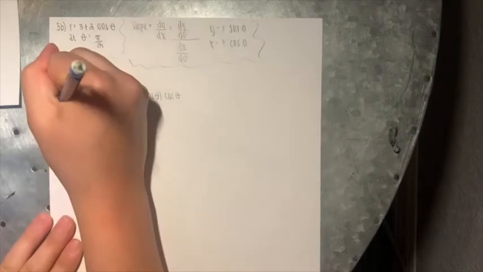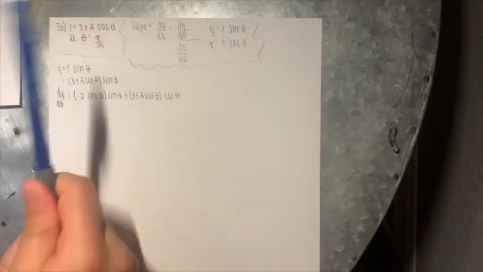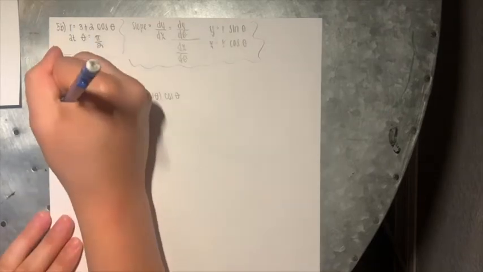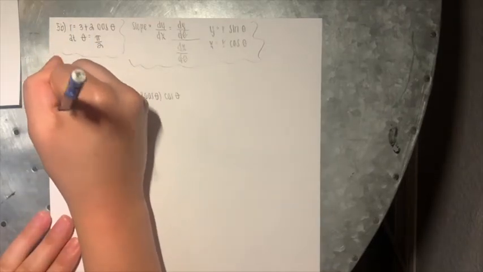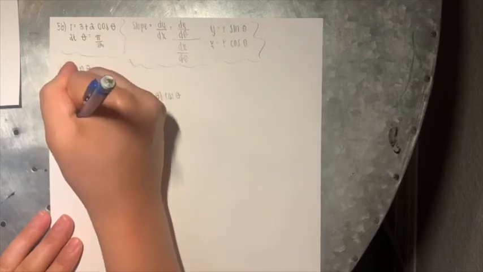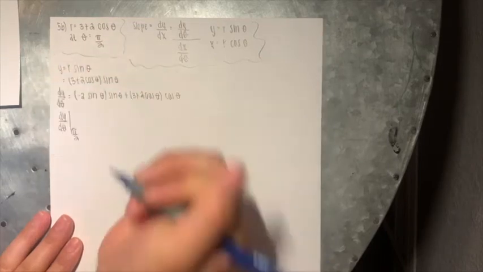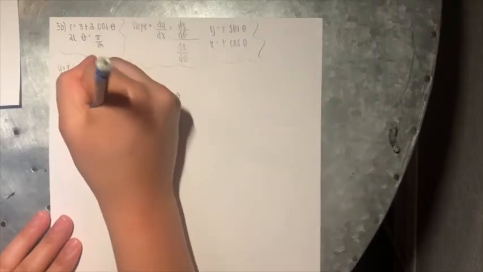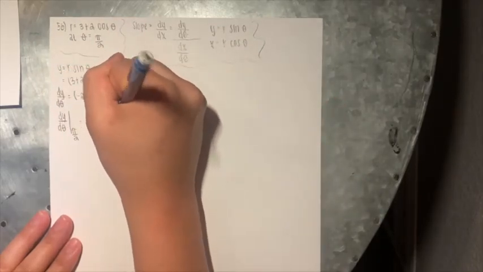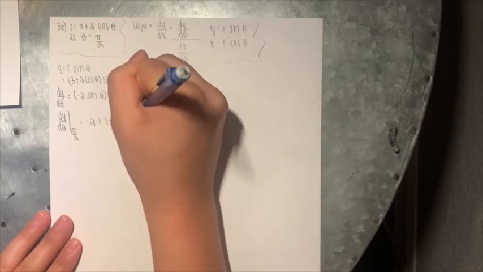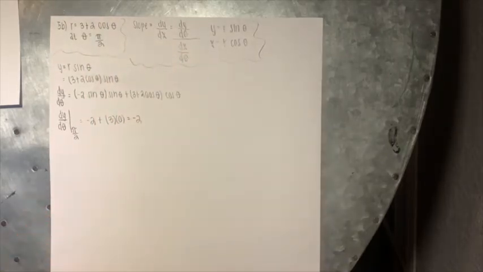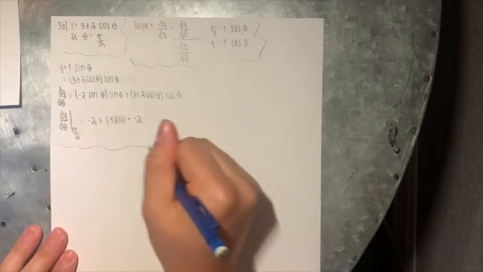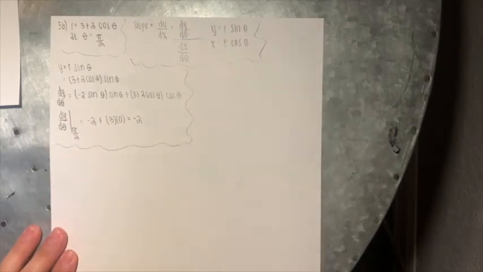Next, because we have to find it at theta equals pi over 2, we're going to put that in. So dy over d theta at pi over 2 will equal -2 plus 3 times 0, which will equal -2. Okay, cool. So we found dy d theta at pi over 2. I'm going to bubble this off again.